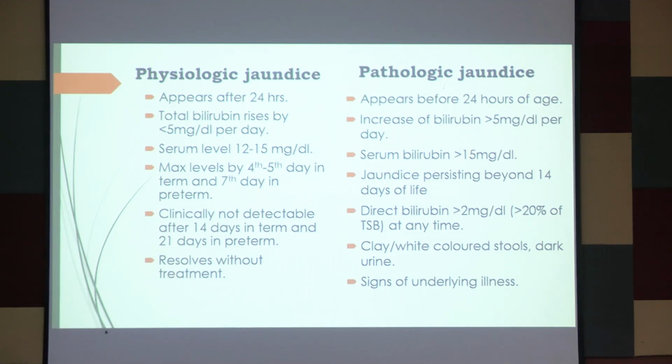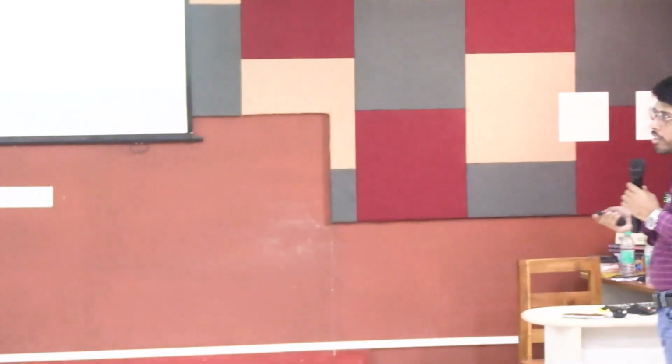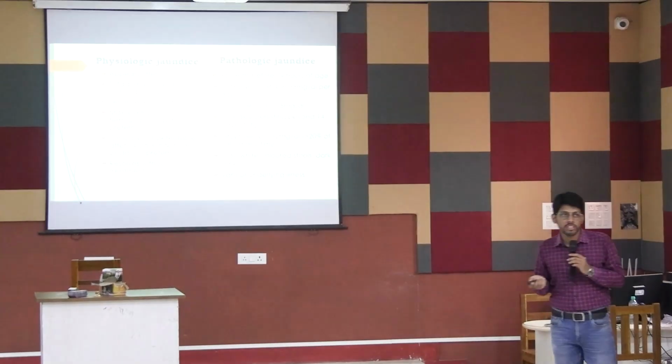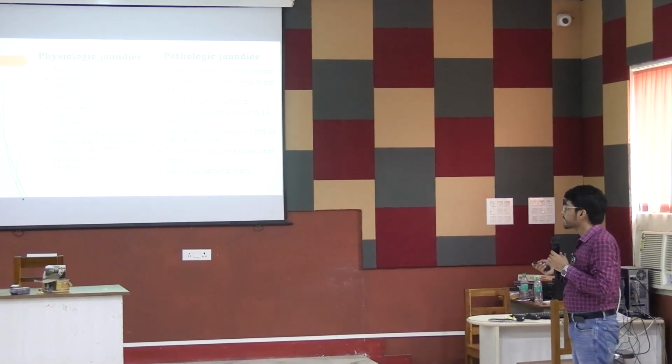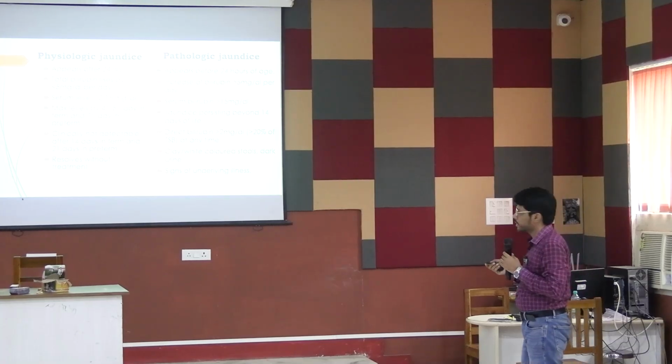In physiological jaundice, serum bilirubin level will be around 12 to 15 milligram per deciliter. In pathological jaundice, serum bilirubin will be more than 15 milligram per deciliter. And in physiological jaundice, maximum level of bilirubin will be by 4th or 5th day in term babies and by 7th day in preterm babies.